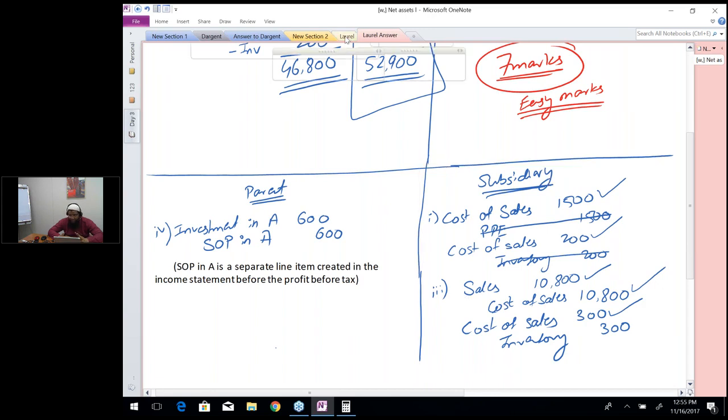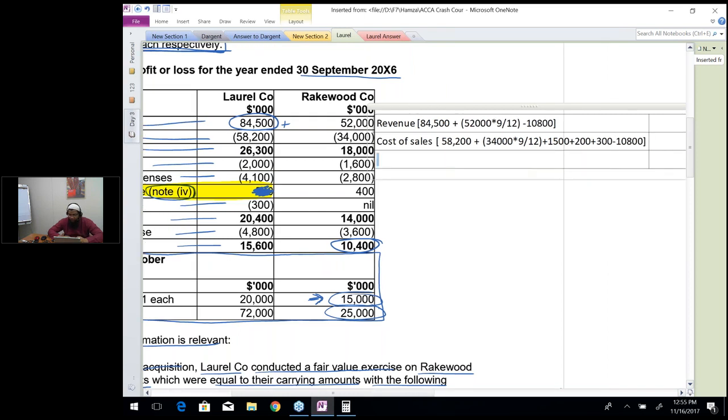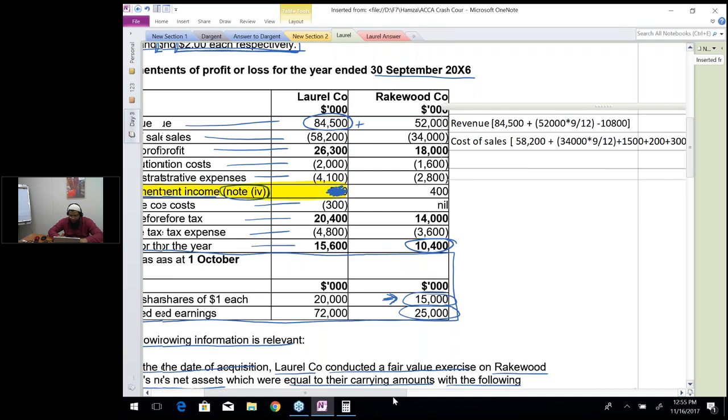1,500, 200, 300. Plus 1,500, plus 200, plus 300, and then minus 10,800. So this will give us the total of cost of sales. And then we will be having the gross profit.